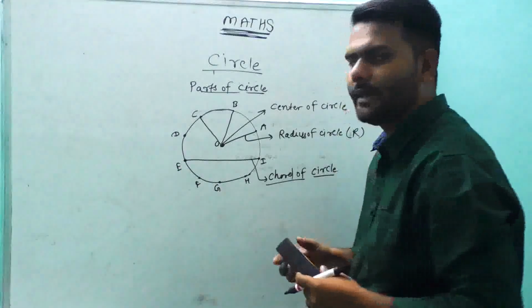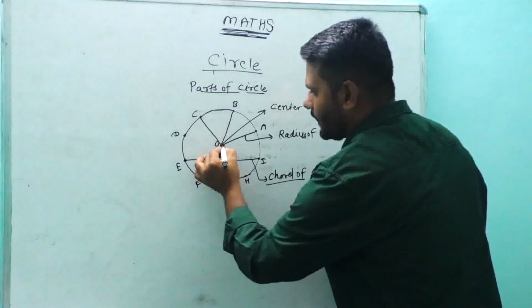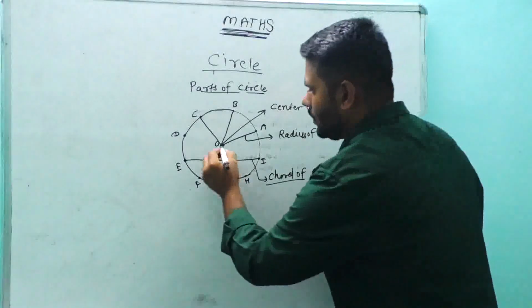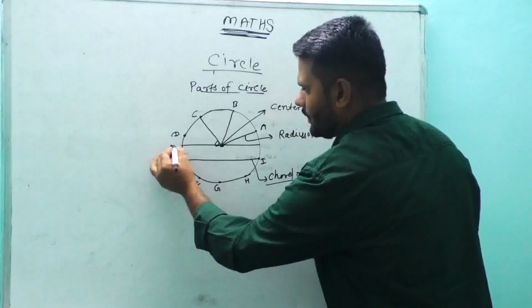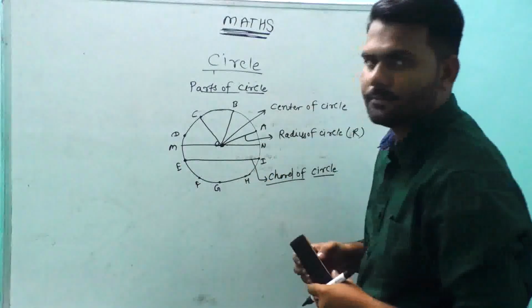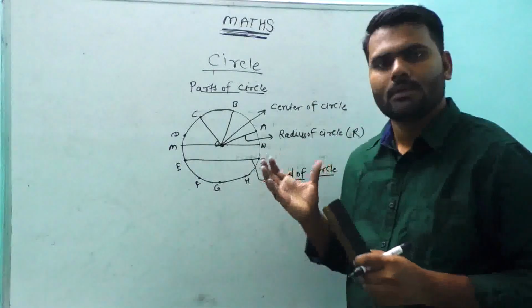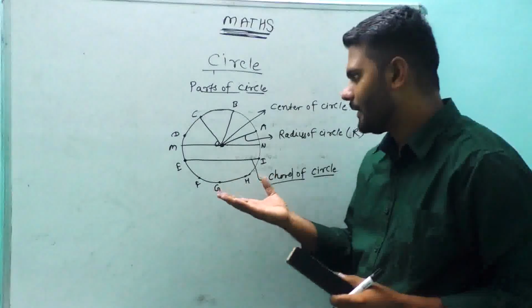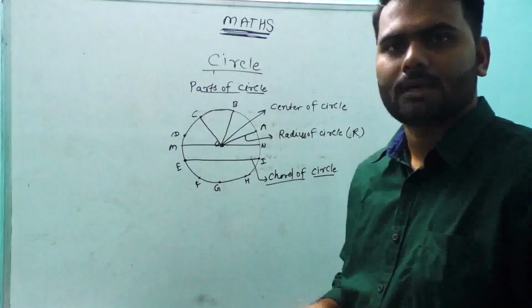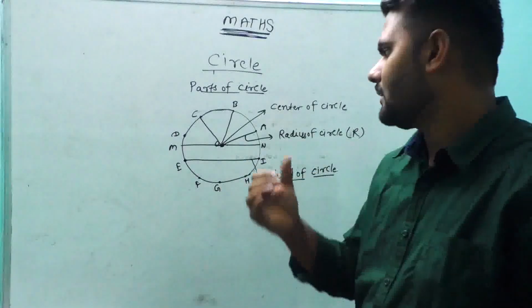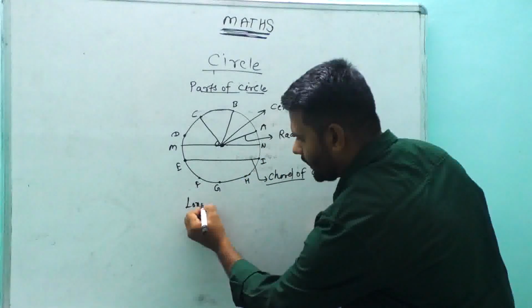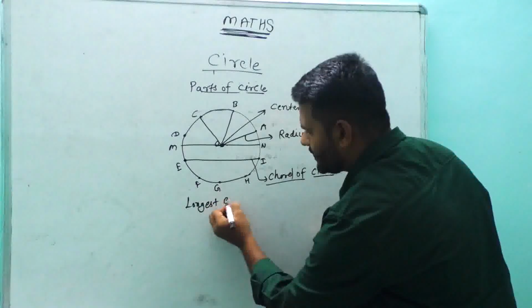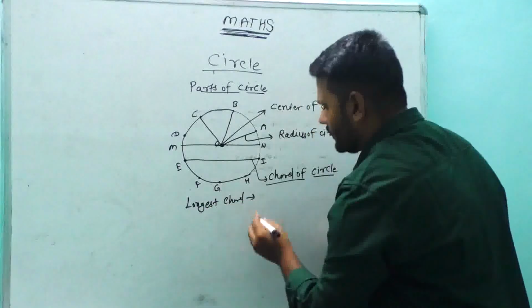So we can say that the longest chord of the circle is the diameter of the circle. Longest chord, diameter.